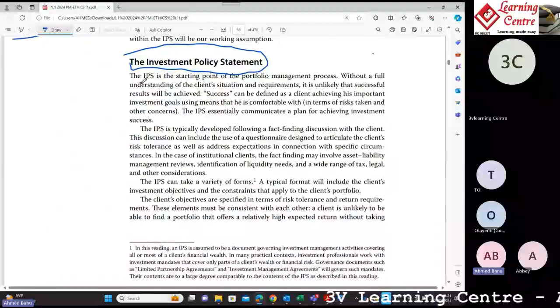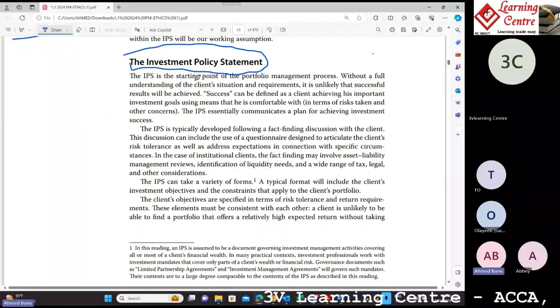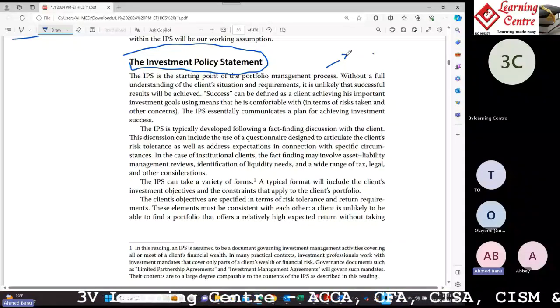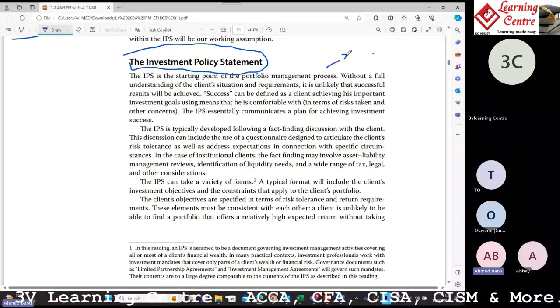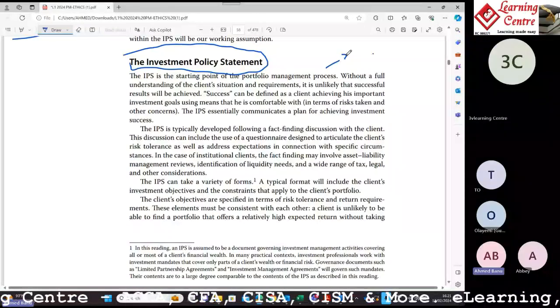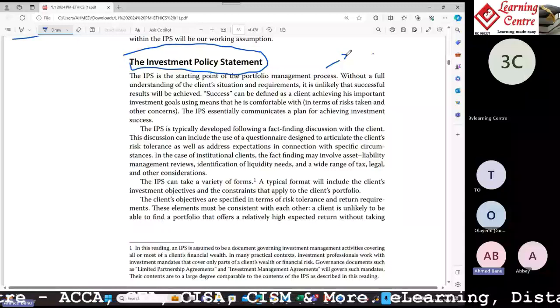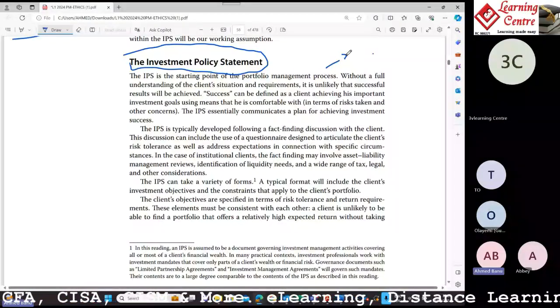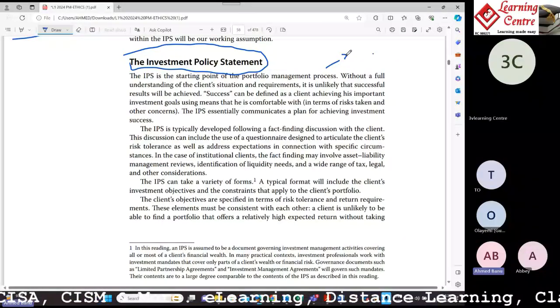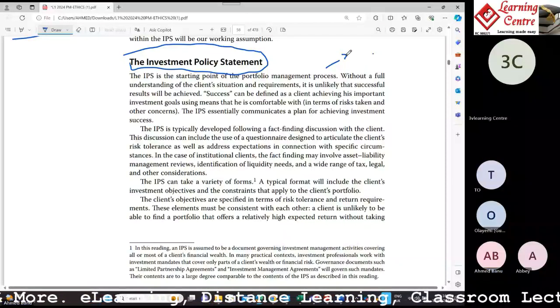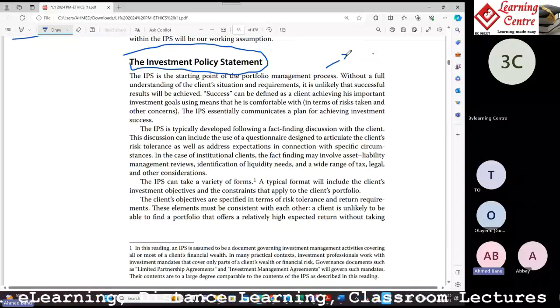Which is why the curriculum says the IPS is the starting point of the portfolio management process. And I've said it severally, and I still say to my colleagues now, that for every portfolio, you must have an IPS. The IPS is the document that governs the activities of that portfolio. If there is no IPS, then there's a problem. If there's no IPS, you have opened yourself to a very significant risk, which is what we call client risk.